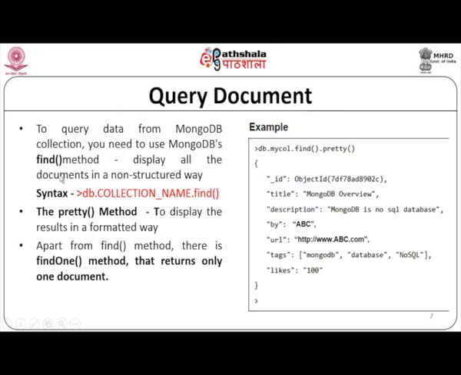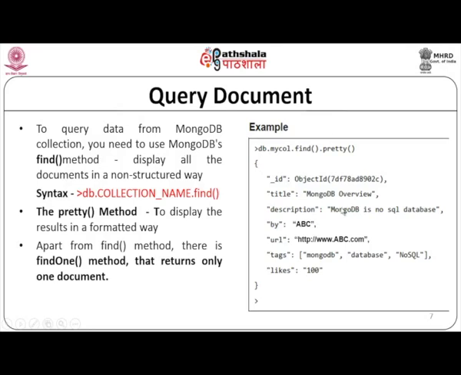Apart from the find and pretty methods, there is one more method called the findOne method, which returns exactly one document alone. As the name of the method indicates, it is going to return exactly one document.